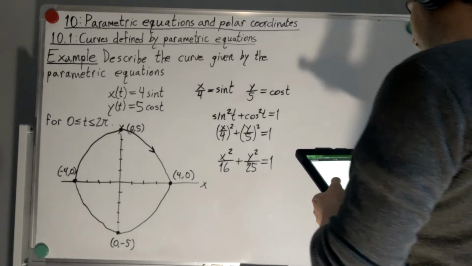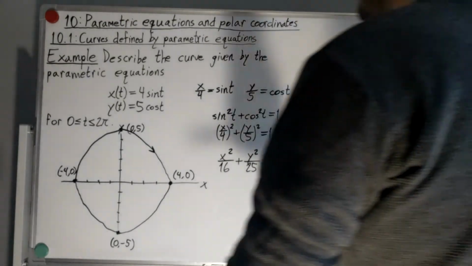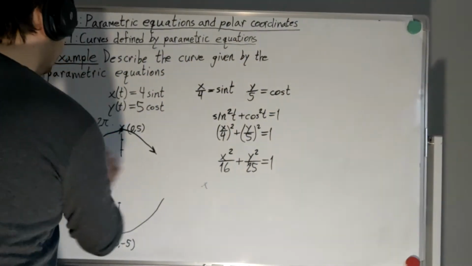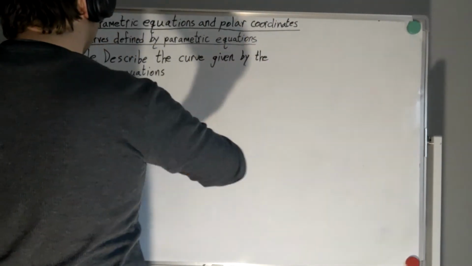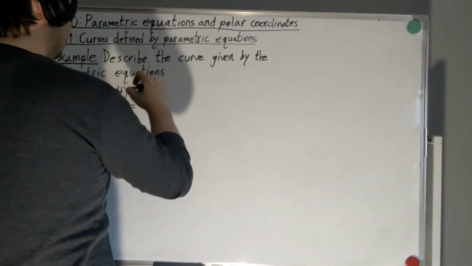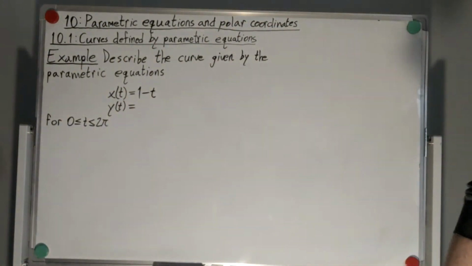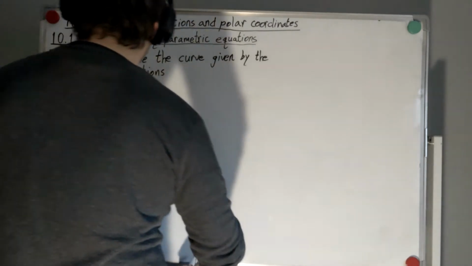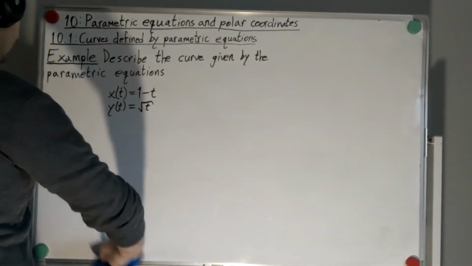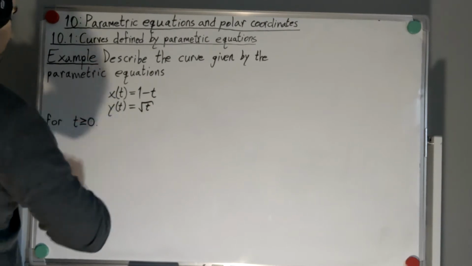All right, so then let's do another example, of course. So let's say x of t equals 1 minus t, and y of t equals the square root of t. And in this case, I'm going to say t just has to be greater than or equal to 0. Okay?